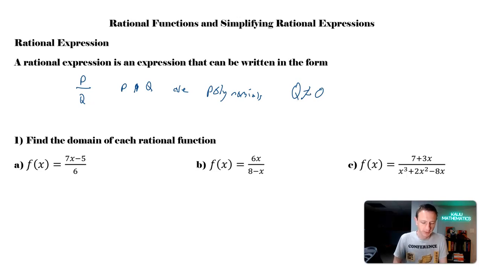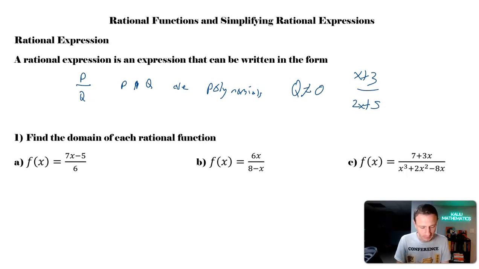So a rational expression is an expression that can be written in the form of P over Q where we're looking at polynomials. So we're looking at something like x plus 3 over 2x plus 5, something like that. That would be a rational expression where we have two polynomials, and it could be trinomials and so on.